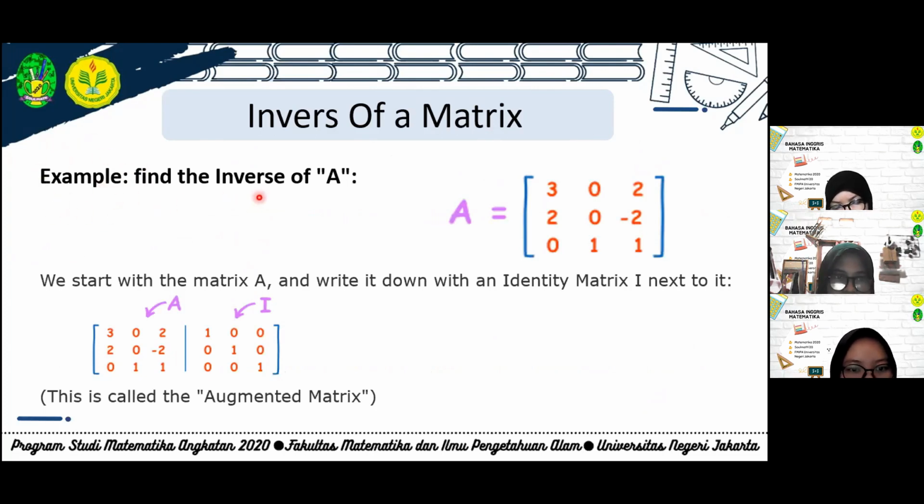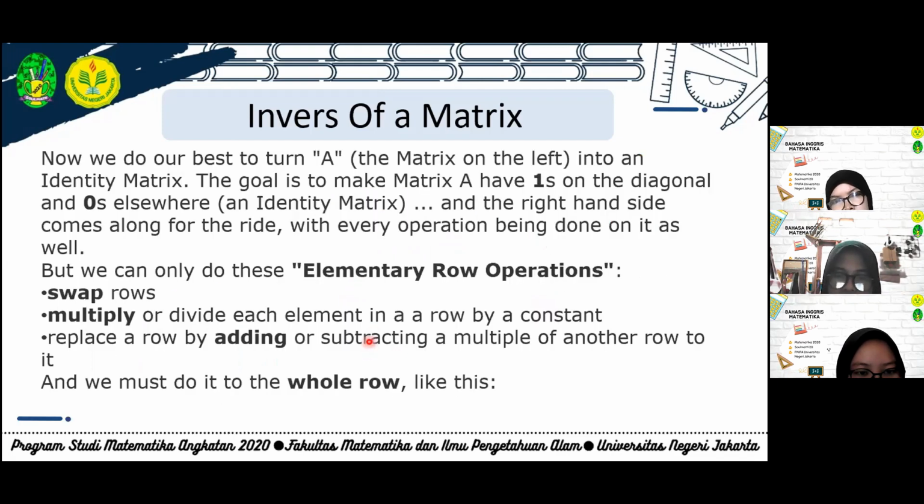Example, find the inverse of A. First, we need to rewrite this in the form of an augmented matrix with matrix A and the multiplicative identity of a 3 by 3 matrix. Next, we do our best to turn A, the matrix on the left, into an identity matrix. The goal is to make matrix A have ones on the diagonal and zeros elsewhere, or an identity matrix. And the right-hand side comes along for the ride, with every operation being done on it as well.